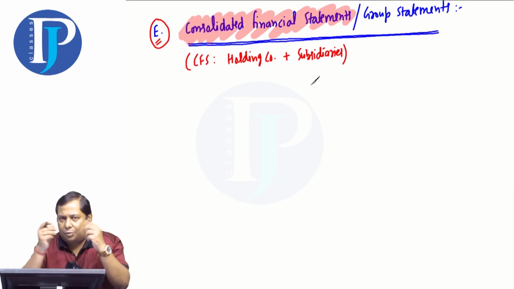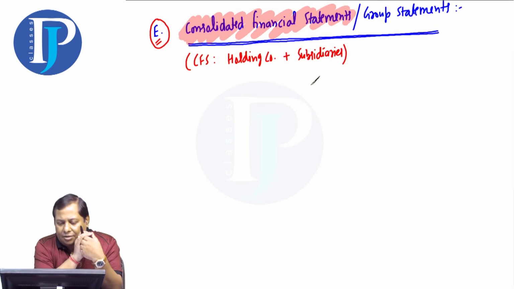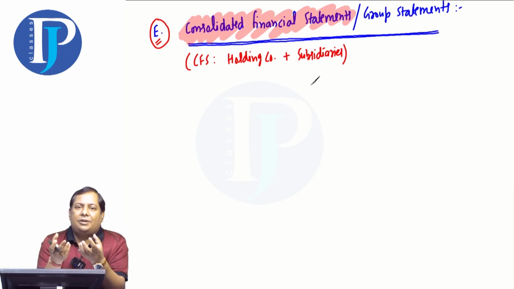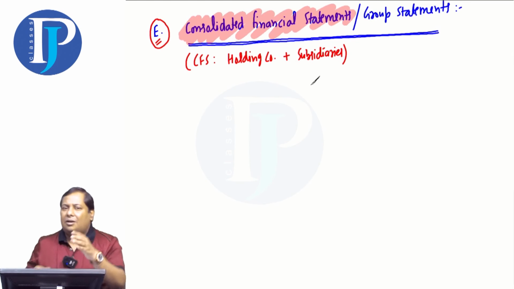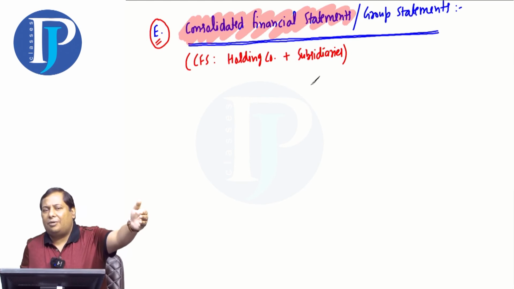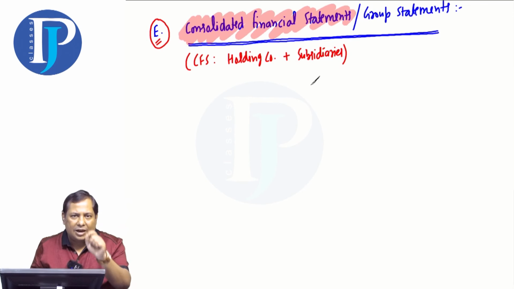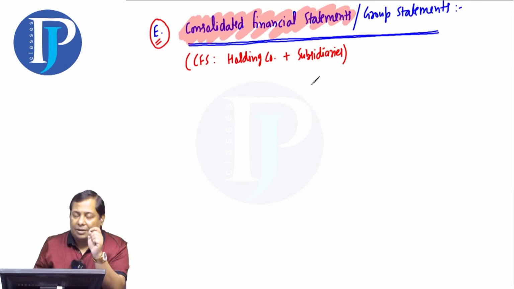Now the child has a doubt: does consolidated financial statements have any link with Ind AS 40? Is it possible? There is the concept of holding and subsidiary, and then there is the concept of investment property. How will you link these two? So for this I will give an example. Please listen carefully.